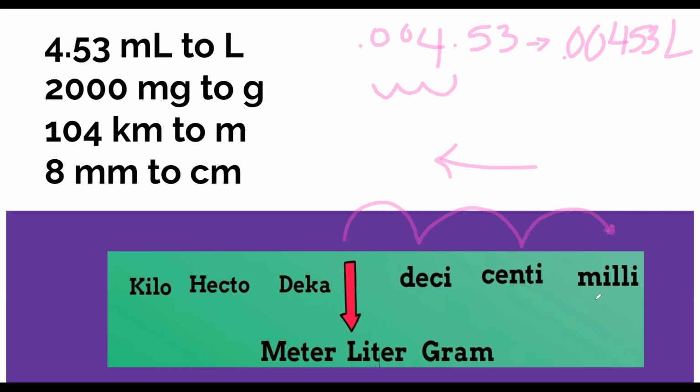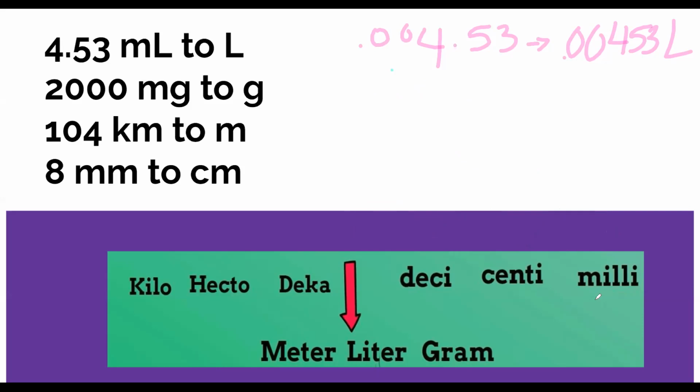The reason is if you use a lowercase l, it doesn't necessarily look like an L. It could look like a 1. So just make sure when you're using liters to capitalize it. Then the next example on here says 2,000 milligrams to grams.